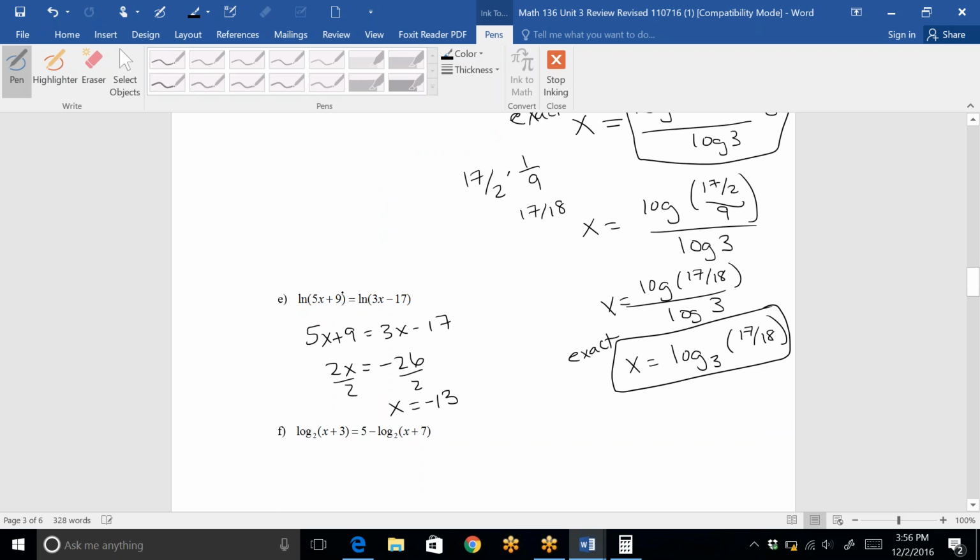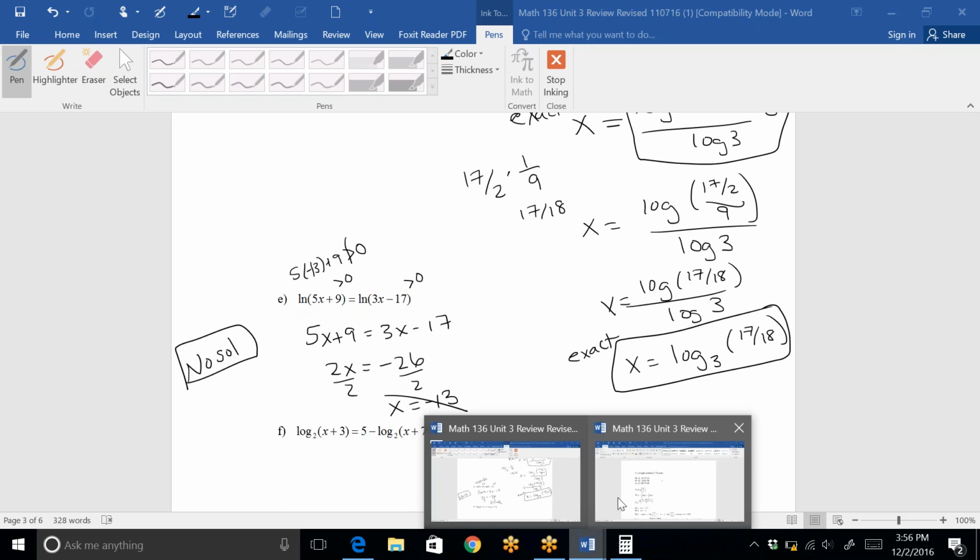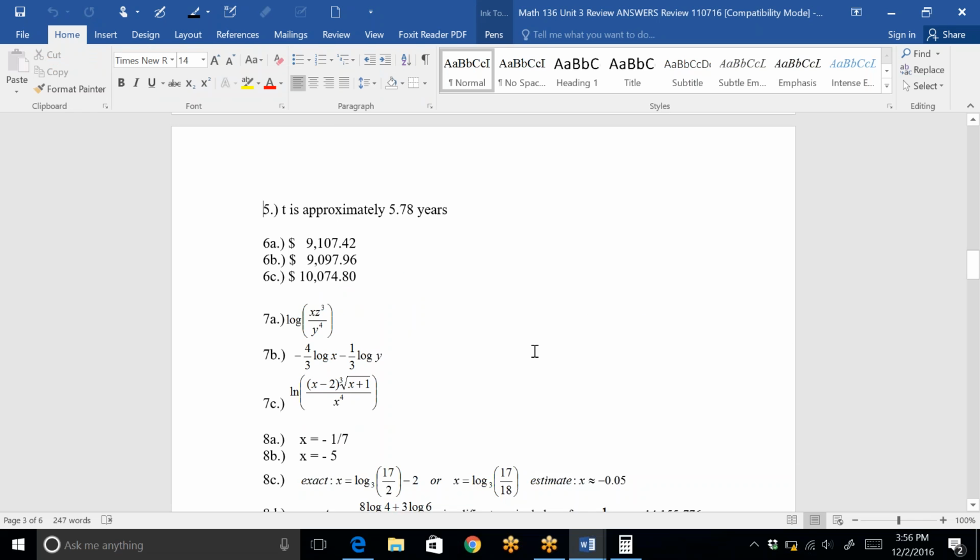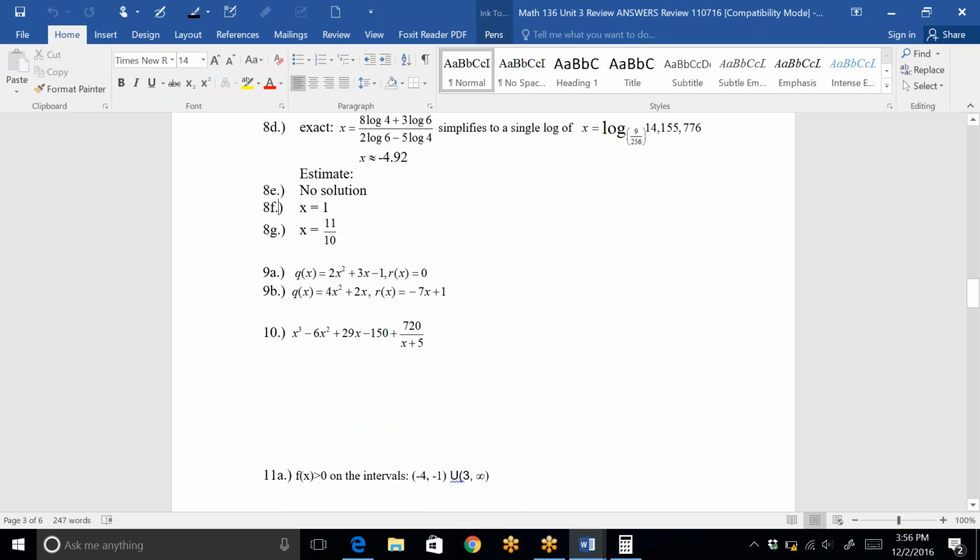Let me make sure I didn't miss any signs. Yeah, because we would subtract the 9 over and we would subtract the 3 over. Now, you have to check this because every argument of any log has to stay greater than 0. 5 times negative 13 plus 9 is not greater than 0, and neither is this one if we plug it in. That means the solution doesn't work, so this would be no solution. So you have to check with logs because they have domain restrictions. Okay, so you have to be careful there.